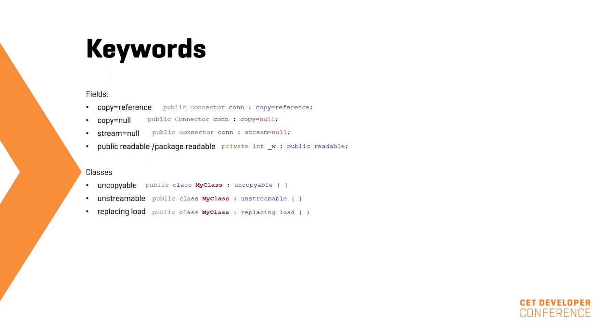These can be added to classes. So similar to copy equals null on fields, there is uncopyable on classes. If you add this to a class and then you try to copy that class, you'll get a compile error. It will tell you that the class has uncopyable. So it just won't let you. Unstreamable means instances of this will be omitted when saving to stream. So they just won't be streamed.